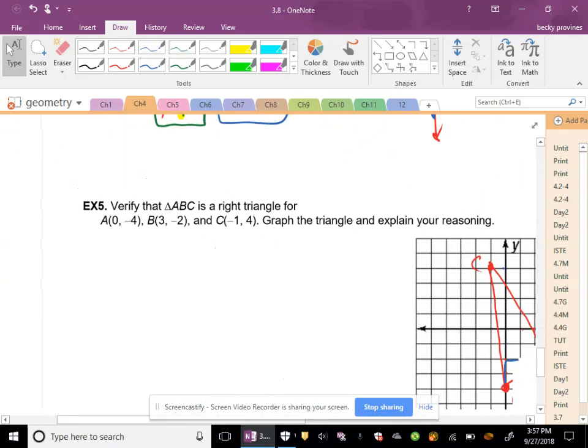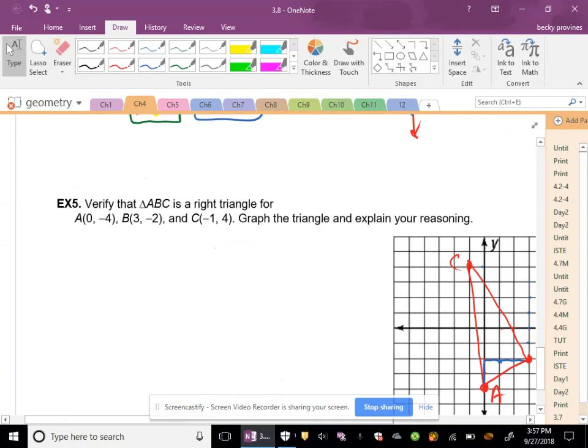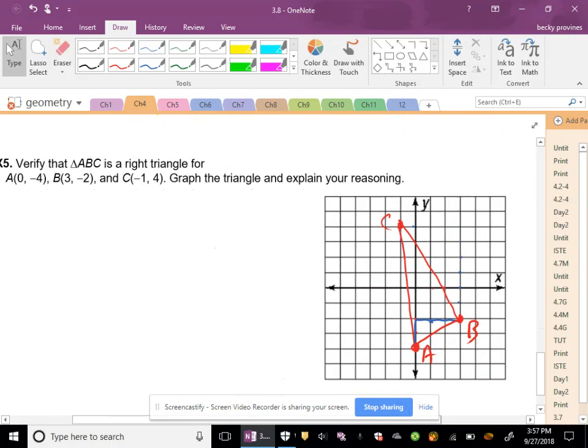Okay, last one. So I already graphed the 3 points. If you haven't already, graph the 3 points on your paper. And it says, verify that the triangle is a right triangle. Okay, so if this was a right triangle, I'm going to assume that would be the right angle.